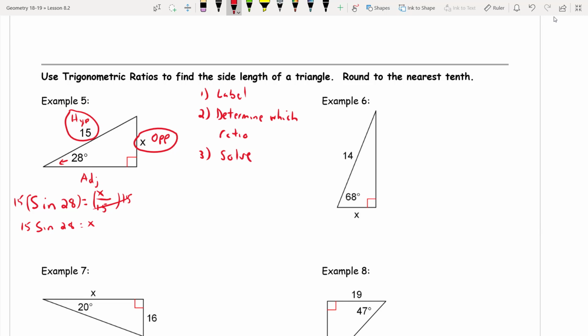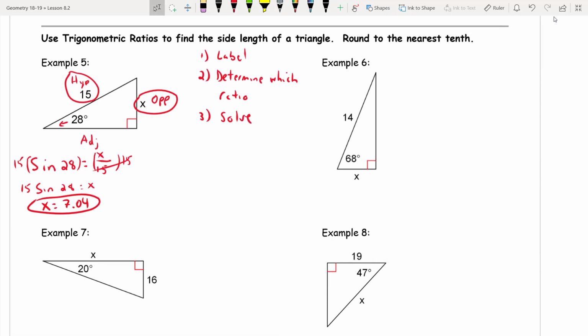So 15 sine of 28 is going to end up giving me 7.04. And that's my final answer. That's it. There's really no more to this process than that. I want you guys to try 6, 7, and 8. So remember, you're labeling. You're then determining which ratio, and then you're solving. And then when you come back in, all 3 of them will be solved for you.